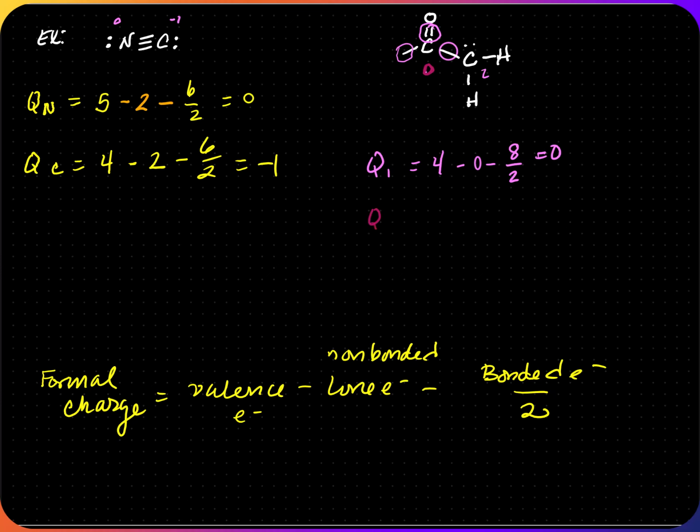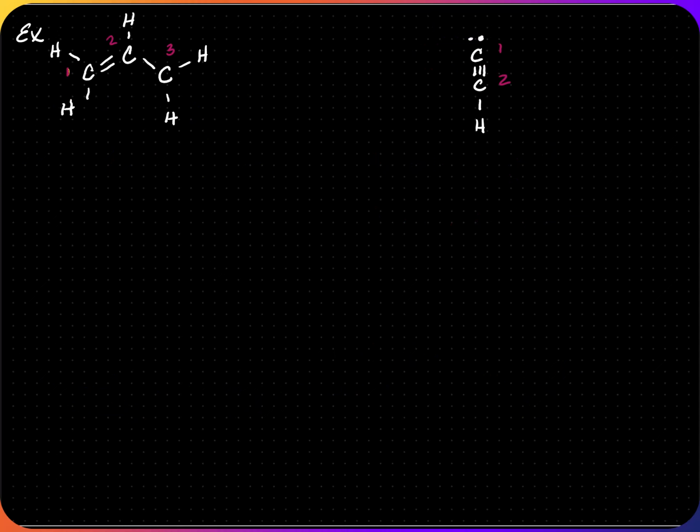So if I do the carbon of 2, it still has 4 valence electrons. It has 2 lone electrons right here. And then if I look around carbon itself, it has 6 electrons because it has 3 bond pairs. So 6 electrons divided by 2, this is going to equal negative 1. So the charge of this carbon is going to be negative 1. Pause the video, find all the charges for each of the carbons, and then check your answer.